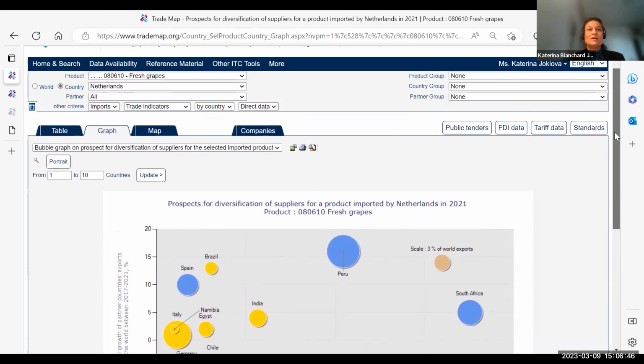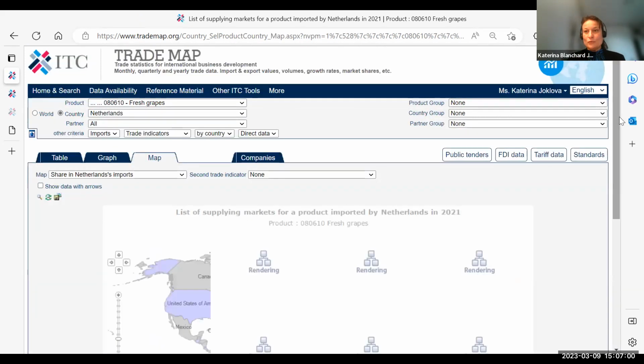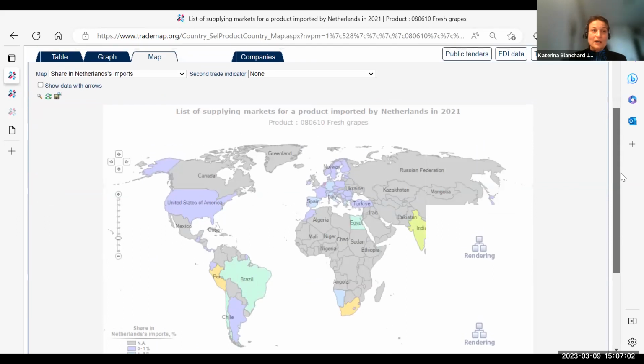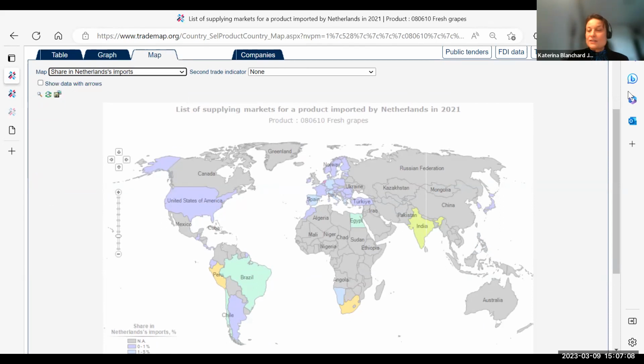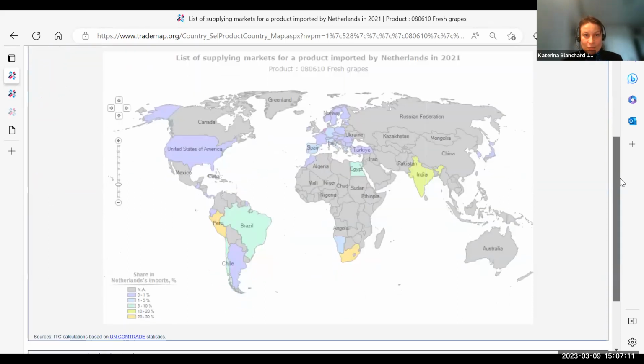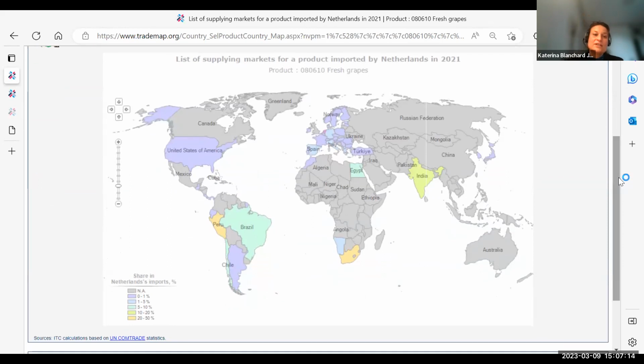We know that the client of Maria was interested also in other European markets. We can do a similar analysis, for example, for the United Kingdom. We can also check the map, which would provide also very useful information. We can pick our indicator here. Let's keep the share in Netherlands imports, and we indeed see here that Peru and South Africa are currently the only two countries with a share in Dutch imports higher than 20%.